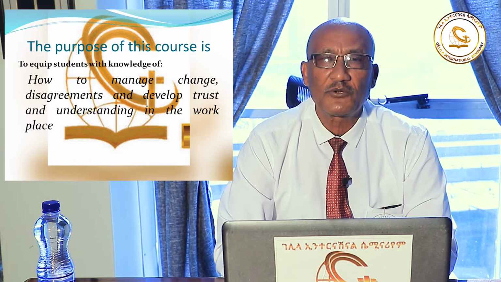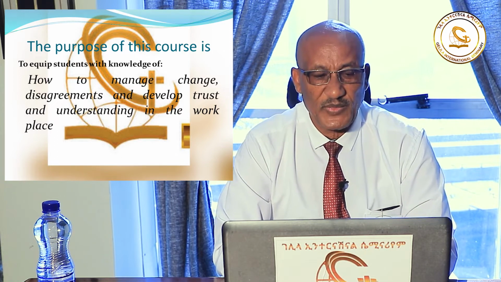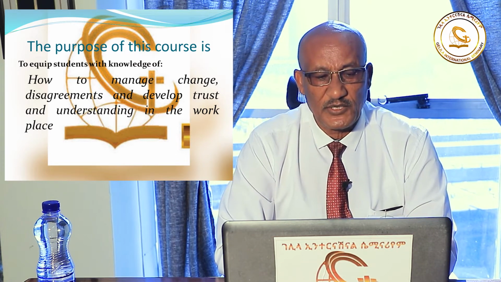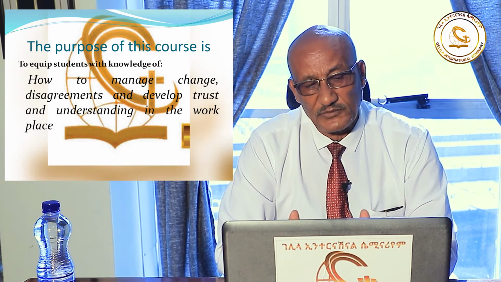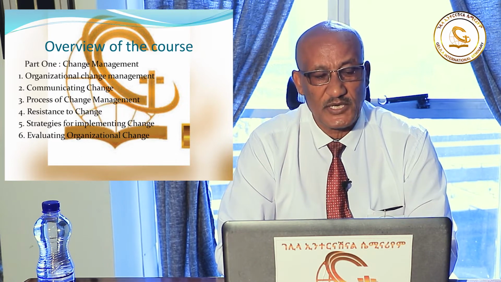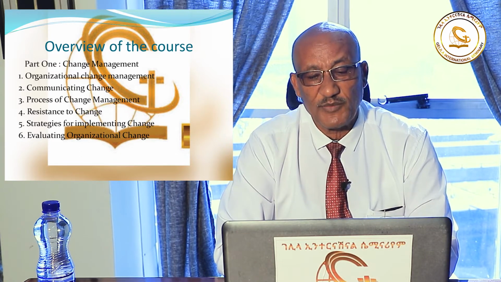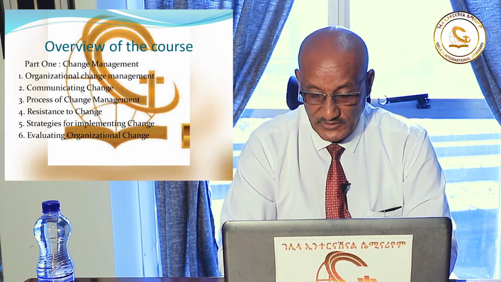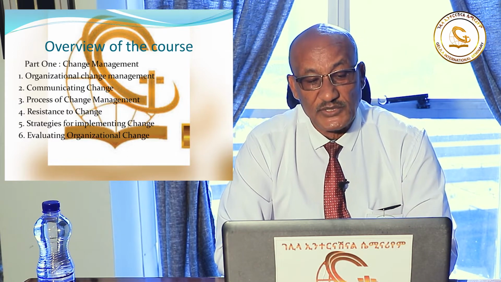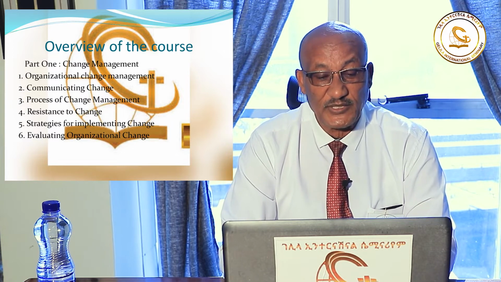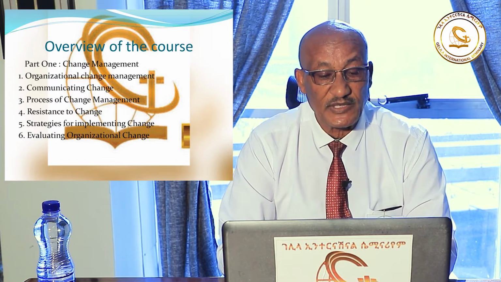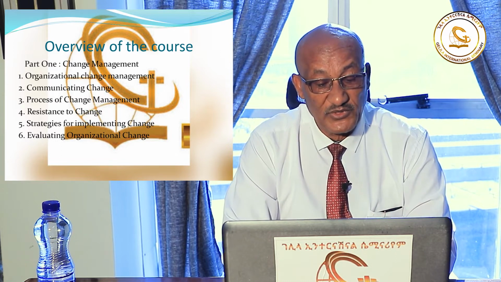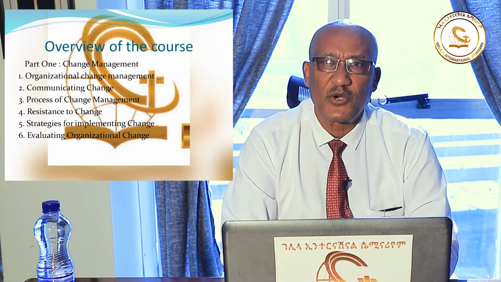Therefore, in order to achieve this objective, there are some activities expected to be covered. These activities are divided into two parts. The first part is about change management. The second part is about conflict management. To begin with, the change management. Under the change management, there are some points which are expected to be covered. There are around 6 points.